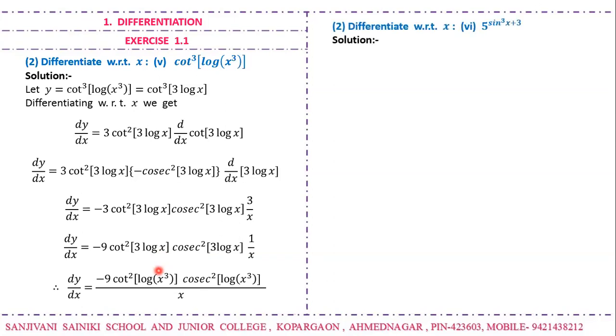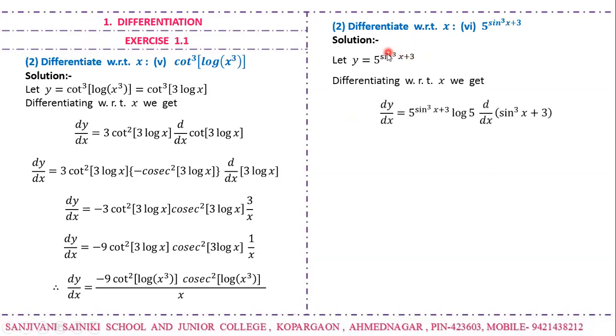Now differentiate with respect to x: 5 raised to sine cube of x plus 3. Let y is equal to 5 raised to sine cube of x plus 3. Differentiate with respect to x. Here this sine cube x plus 3 is our f of x. So this function is in the form of 5 raised to f of x. Its derivative is given by 5 raised to f of x into log of 5 into f dash of x. F dash of x means derivative of the given function.